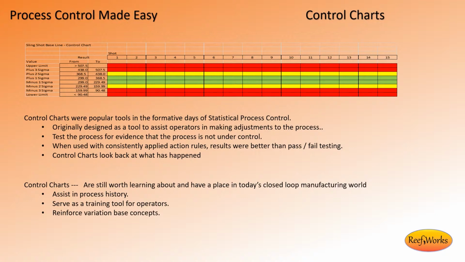Control charts, though, and this is a bit of a warning, are a look-back mechanism. They are not forward-looking. Are they still worth building? Absolutely, because it is a foundation. If you don't have closed loop control at this point, it will definitely help you with overall quality, and it'll assist in process history. It serves as a training tool for operators so they get a better understanding of variation and how it affects them. So with that, let's jump right in and take a look at a control chart and really how it's built.